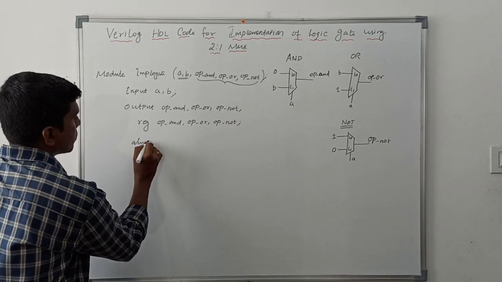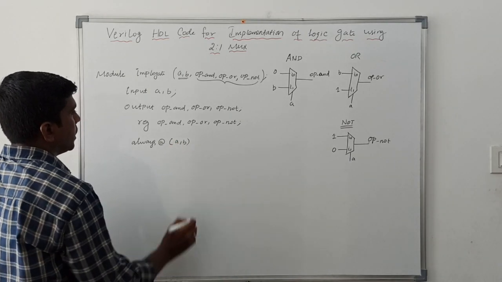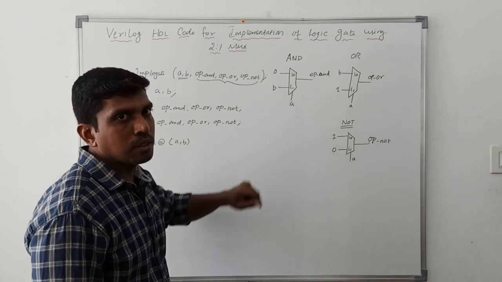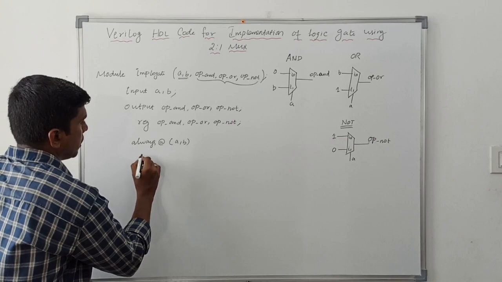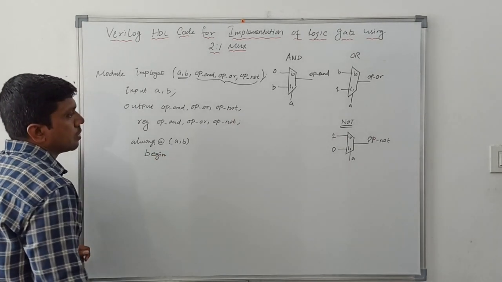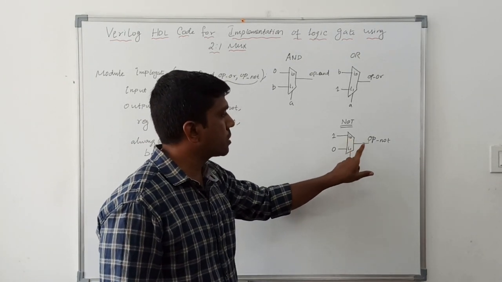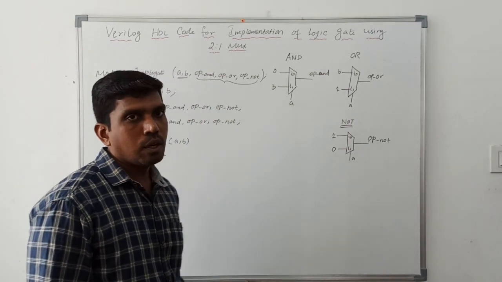Then always at A comma B. The output values change based on the A value and B value. So within the brackets mention A comma B. Then begin. Now check the condition. When A equals 0, I0 is connected to the output. When A equals 1, I1 is connected to the output.